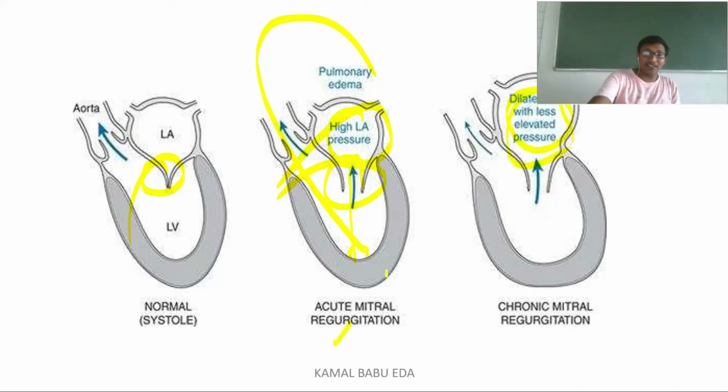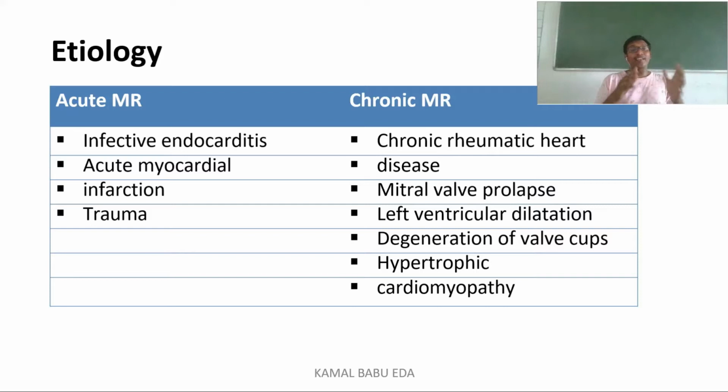So this is the acute mitral regurgitation and this is the chronic mitral regurgitation. The longer the mitral valve is wide open, the longer the left atrium is exposed, the more it gets dilated and it will result in regurgitation. Coming to the etiology, in acute mitral valve regurgitation you will have infective carditis and acute myocardial infarction, and also trauma. So these are the acute causes for mitral regurgitation.